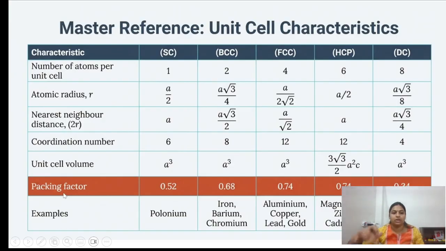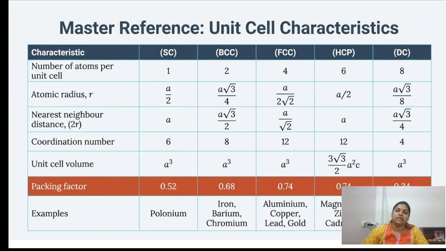Let us look at the packing factor parameters discussed in this lecture. For simple structure it is 0.52, BCC increases to 0.68, FCC 0.74, HCP also 0.74, and for DC structure it is 0.34. For simple structure an example is polonium, for BCC iron, barium, chromium, for FCC structure aluminium, copper, lead, gold, for HCP structure magnesium, zinc, cadmium, and for DC structure germanium, silicon, carbon, diamond, etc.